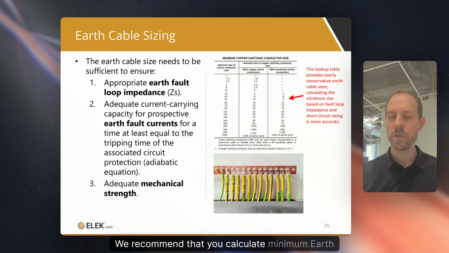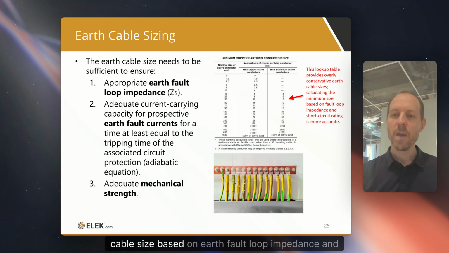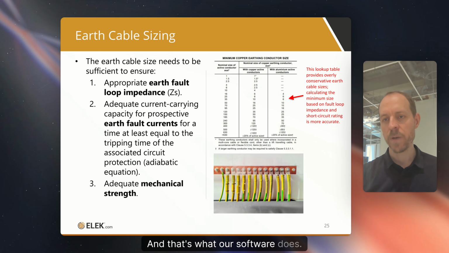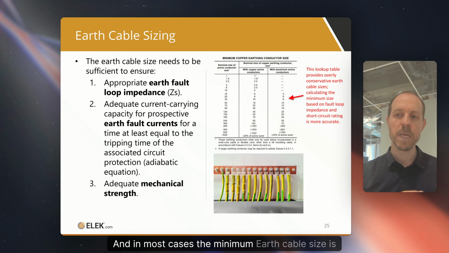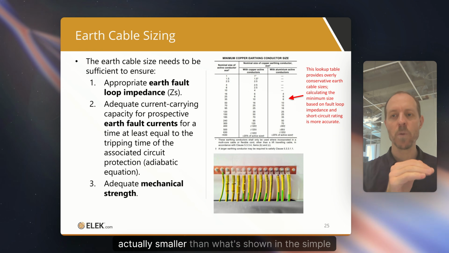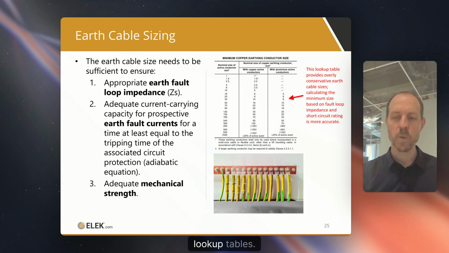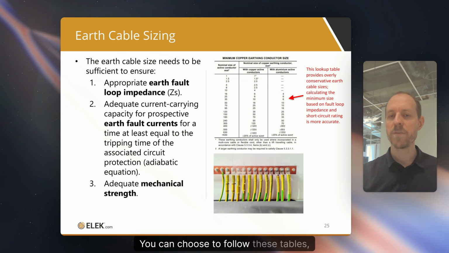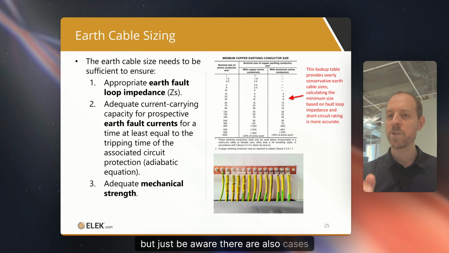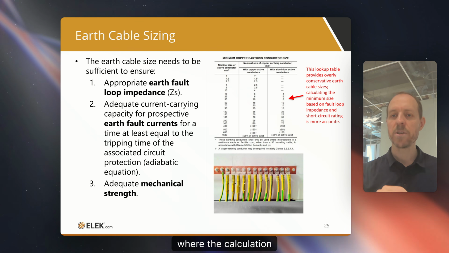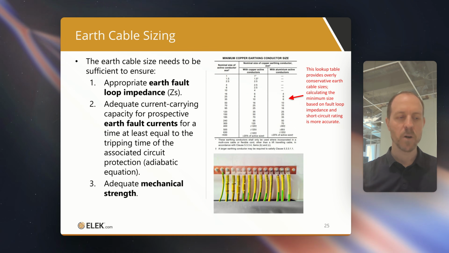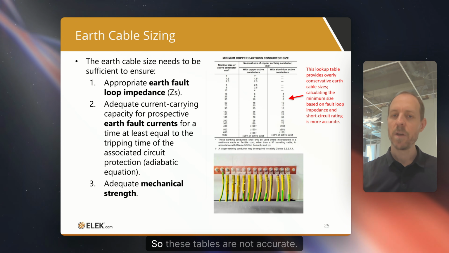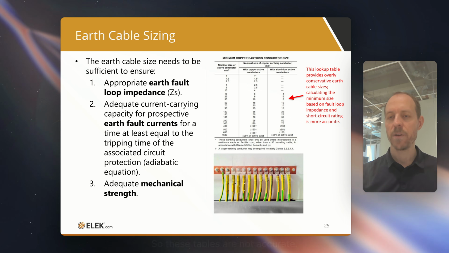We recommend that you calculate minimum earth cable size based on earth fault loop impedance and short circuit performance. And that's what our software does. In most cases, the minimum earth cable size is actually smaller than what's shown in these simple lookup tables. That's because these tables are conservative. You can choose to follow these tables, but just be aware there are also cases where the calculation produces earth cable sizes that are larger than what's given in these tables. So these tables are not accurate very often.